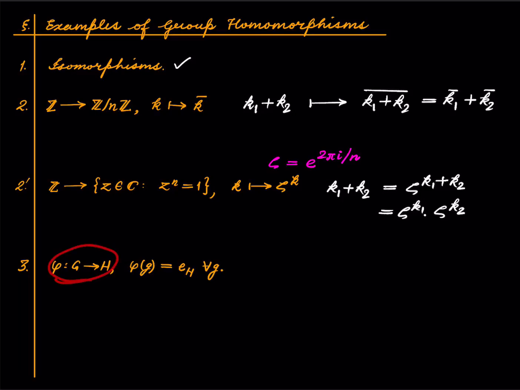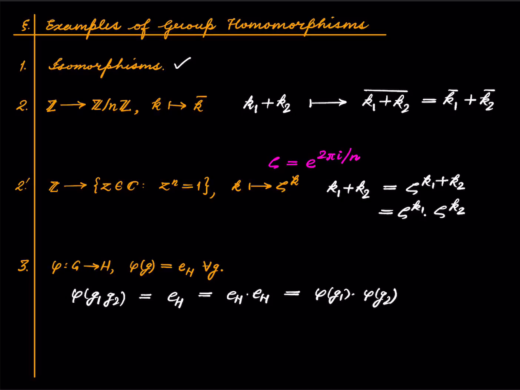The third example is a trivial one. Let G be any group, H be any other group, then consider this constant map, which takes every element of G to the identity of H. And this is also a group homomorphism. The reason is very simple, because phi(g1) phi(g2) is by definition e_H, because phi takes the value e_H on every input. But e_H is e_H times e_H, and e_H is also phi(g1), and it is also equal to phi(g2). So that's why this is a group homomorphism. So mapping everything to the identity is always a group homomorphism.